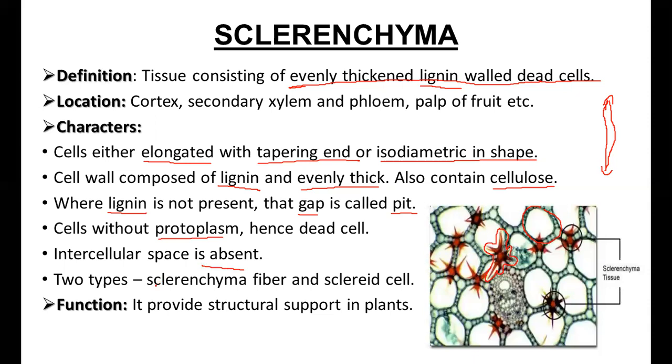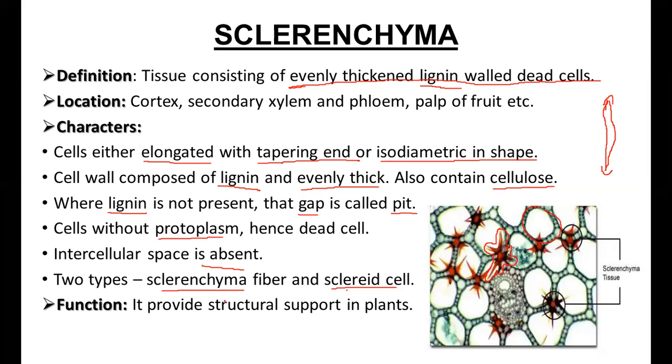Now two types of sclerenchyma cell are present. One is sclerenchyma fiber, second is sclereid cell. This is the first character. Fiber is elongated with tapering end and sclereid cell is isodiametric in shape. From here, we can easily demonstrate two types of sclerenchyma cell. One is fiber, that is elongated with tapering end, and one is sclereid cell, that is isodiametric in shape.